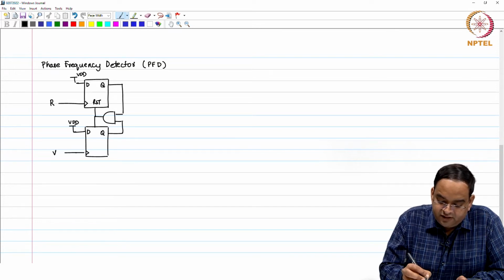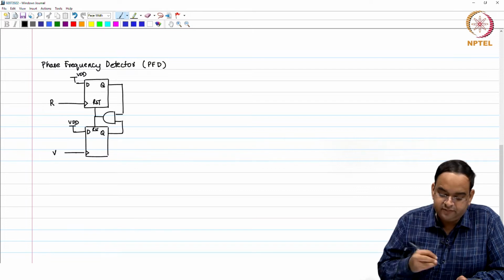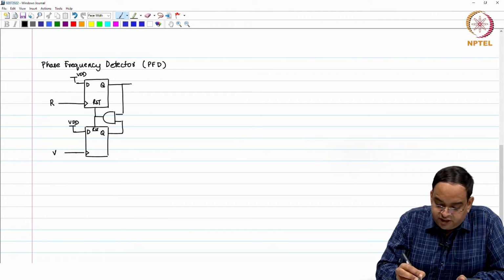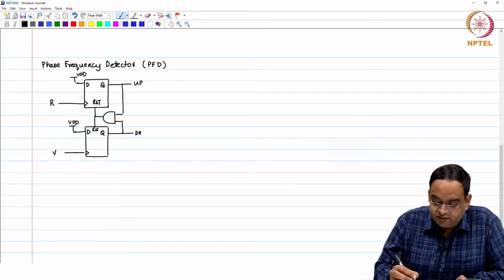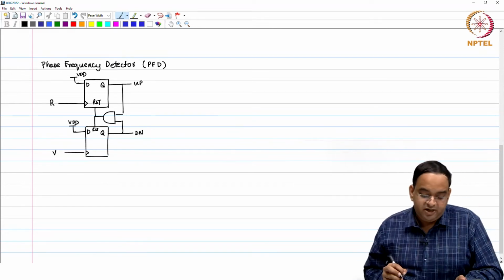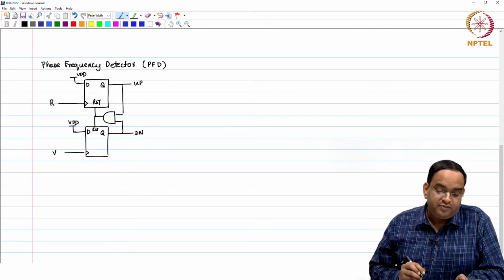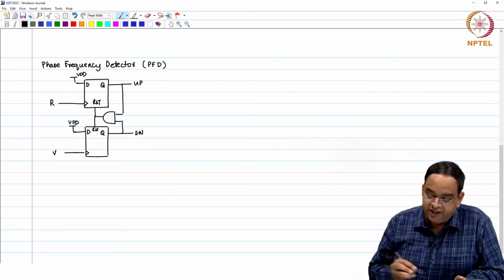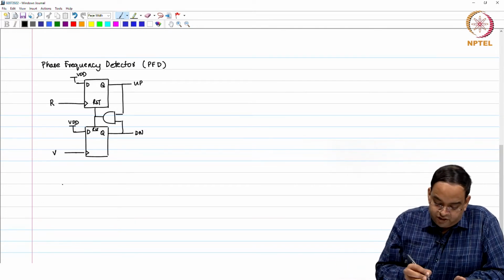Okay. So, you have a reset here, I will just write reset here, and these 2 signals are called up and down signals. You are a little bit familiar with up and down signals from the SR based PD. So, let us look at the operation of this.